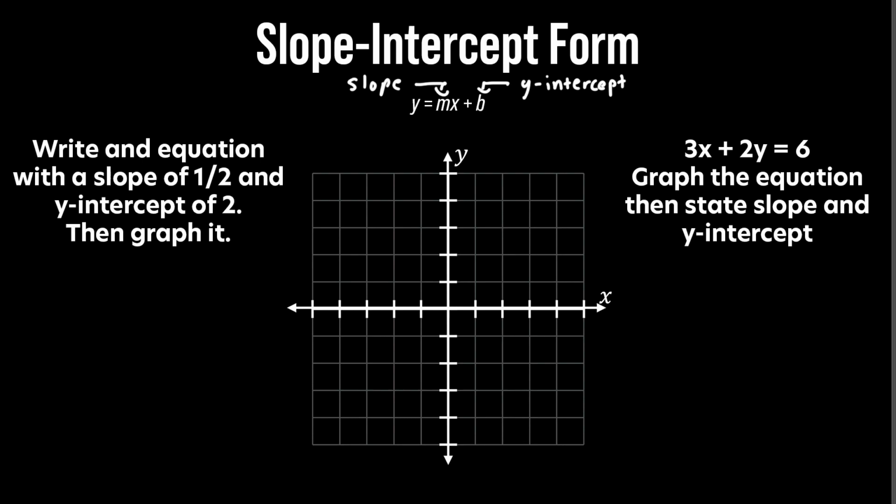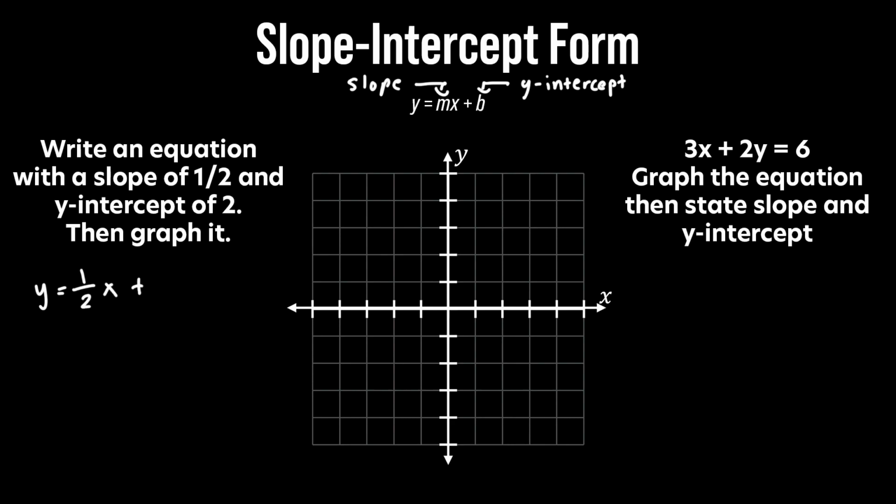So let's see how this works. Write an equation with the slope of 1/2 and y-intercept of 2. Then graph it. So we're going to have y is equal to, the slope is 1/2, so that's the m here. So we're going to have 1/2, then x, plus the y-intercept is 2, so plus 2. So this is going to be our equation. Y is equal to 1/2 x plus 2.